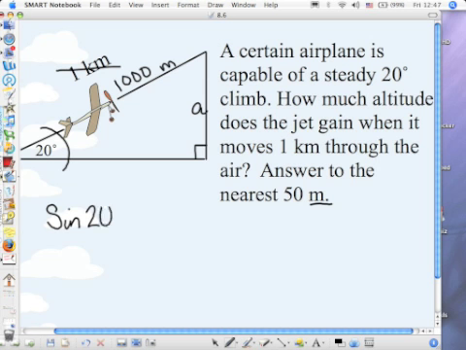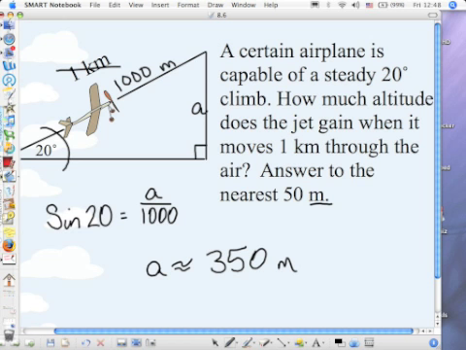So the sine of 20 is equal to the opposite, which is our altitude, over the hypotenuse, which is 1,000. How do we plug this into our calculator? You multiply by 1,000: 1,000 times the sine of 20. And the answer needs to be rounded to the nearest 50, which means, what is it closer to, the nearest 100 or the nearest 50? It's 342. Is that closer to 300 or 350? It's closer to 350. Why to the nearest 50? Just because they felt like it.